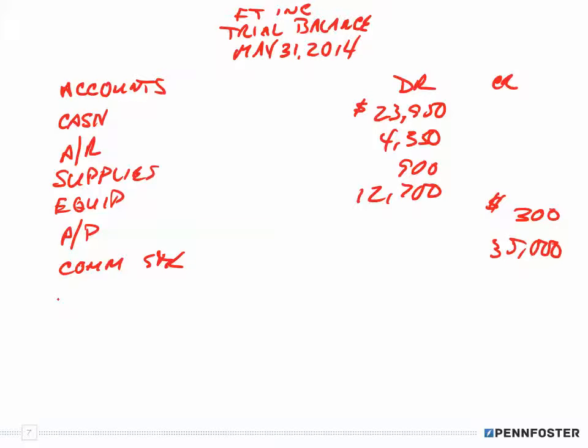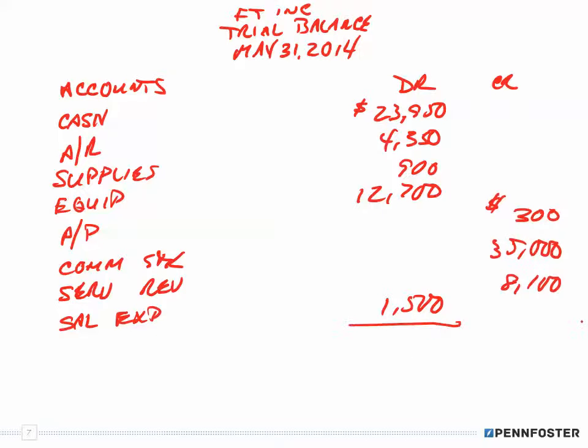Then I have service revenue, and that's for 8,100. And then I have a salary expense, and that was for a debit of 1,500.